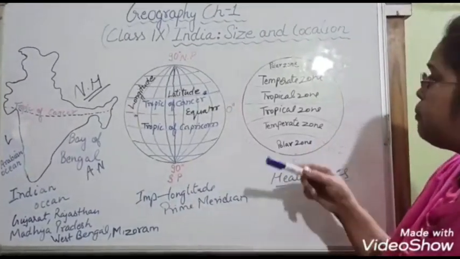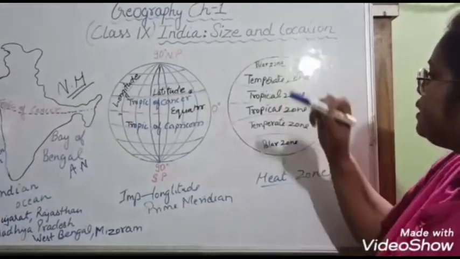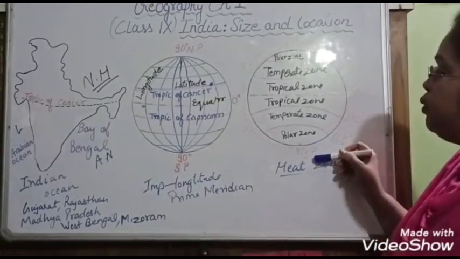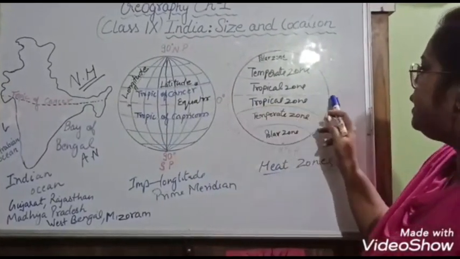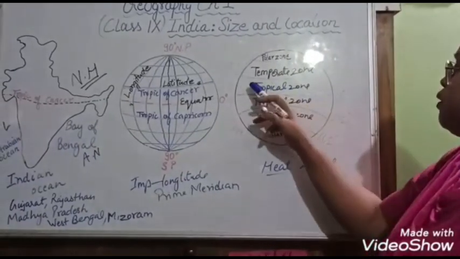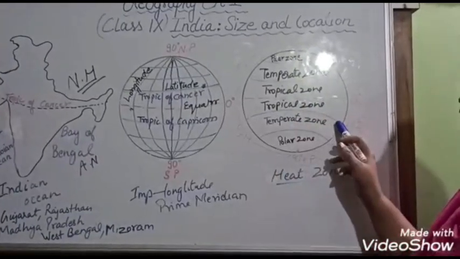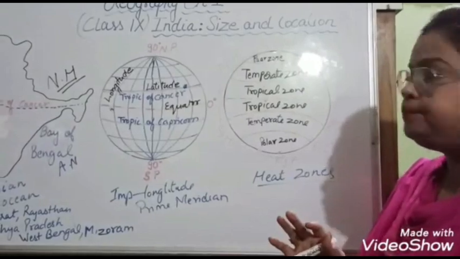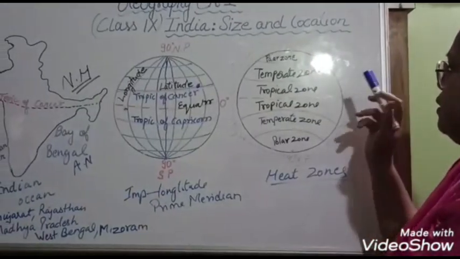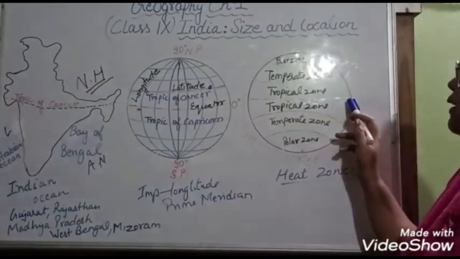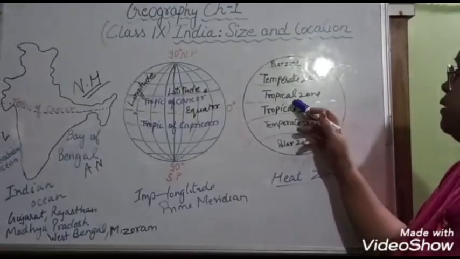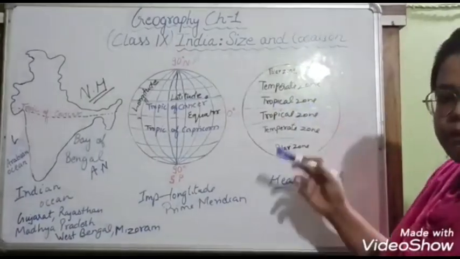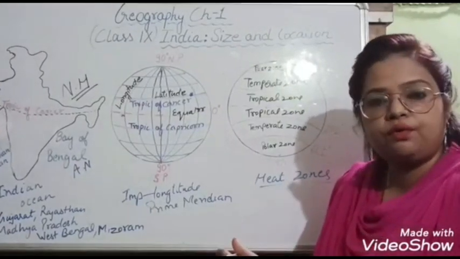What are heat zones? So children, this is the diagram of our earth. Again I have marked here 90 degree North Pole, 90 degree South Pole, and the important latitudes are the equator, that is 0 degree, Tropic of Cancer, and Tropic of Capricorn. Now we have divided our earth into different types of heat zones. First of all we will see the imaginary line, the equator, 0 degree, and the places near the equator are the tropical zone. Tropical zone we can also say torrid zone.